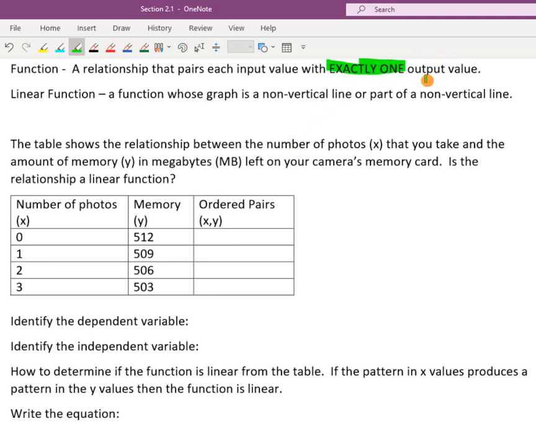And we'll talk about in a little bit a visual of this that allows us to understand that definition a little bit better. A linear function is a function whose graph is a non-vertical line or part of a non-vertical line. So any line, as long as it's not straight up and down, is called a linear function.